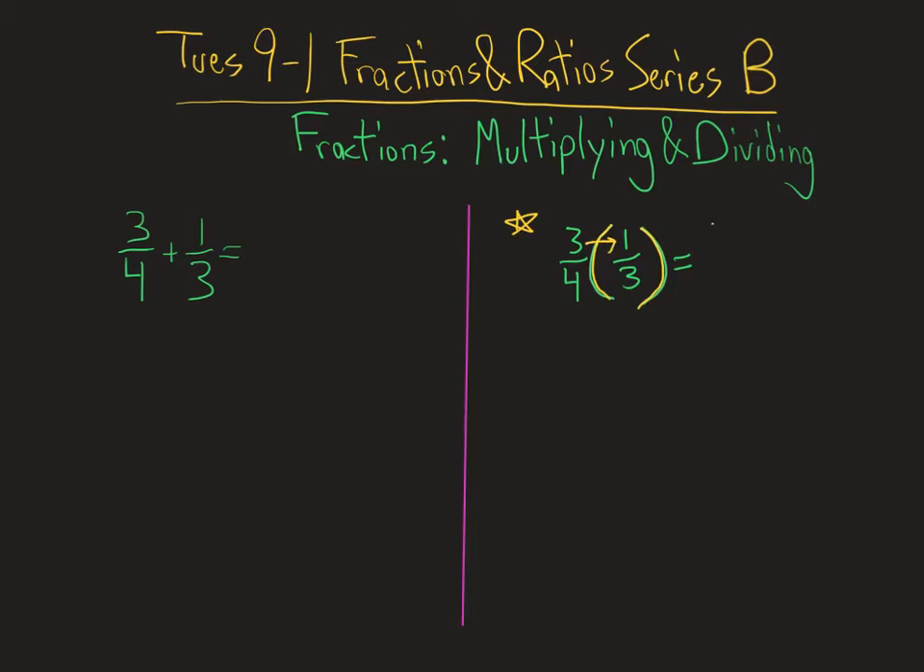3 times 1, 3. 4 times 3, 12. And then notice we can reduce this. Okay, we talked about reducing as part of the add subtract video. We're looking at any kind of common factor in both of these guys. What divides into both a 3 and a 12?